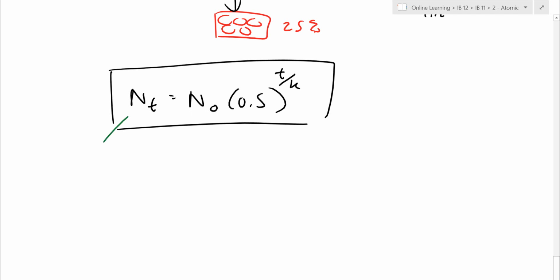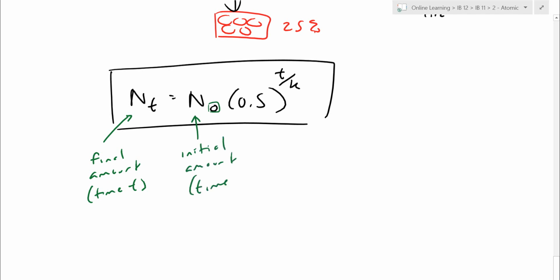How do we use this formula? So this one here, I think that this is the final amount remaining, or you can say this is the amount at time t. So if I wait 10 years, how much is left? If I wait 20 years, how much is left? Whenever in science they have this little naught symbol, that naught usually means it's the initial. So this is your starting amount. This is how much you began with. This is at time 0, when you just started your clock.